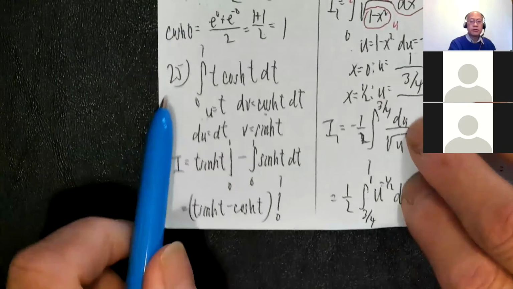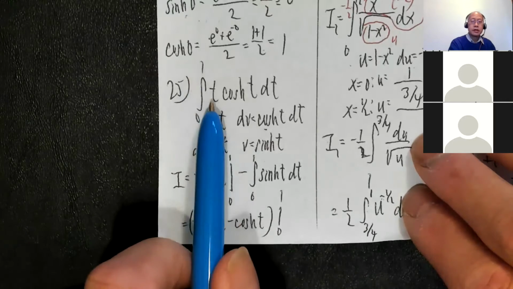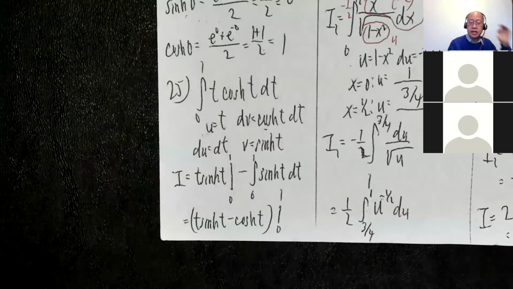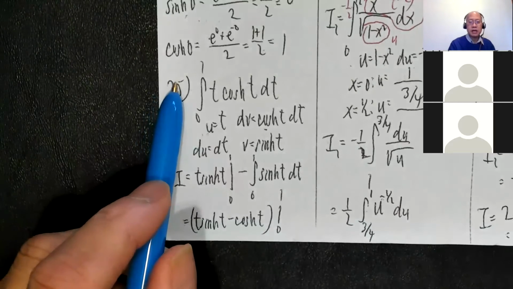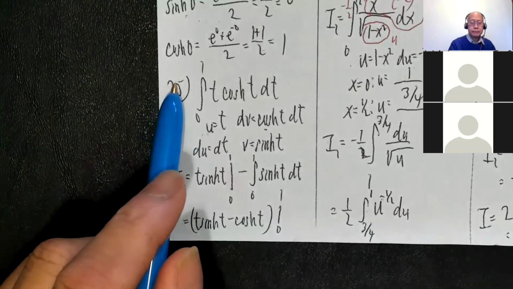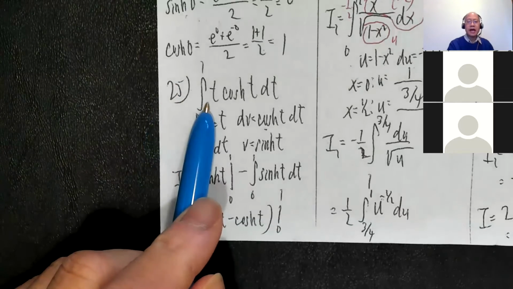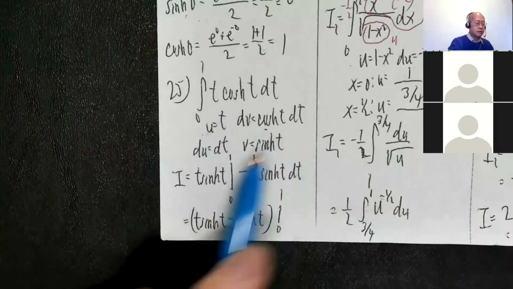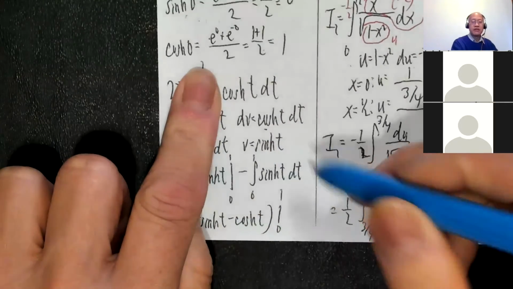So with all of that, finally, we can get started with 25. A definite integral, 0 to 1, t cosh t dt. Okay, so this is a definite integral, which means the answer will be a definite number. But otherwise, you do the same thing. Generally, if you have a polynomial like t, let that be u. So u equals t, dv is the rest. So here's my u, here's my dv.